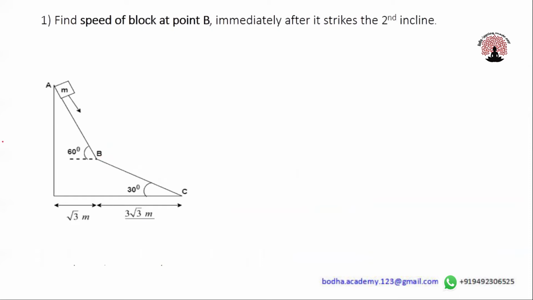For that, we'll assume this height as h1. Now in this triangle, from the figure, tan 60 degrees is equal to opposite side by adjacent side. Opposite side by adjacent side.